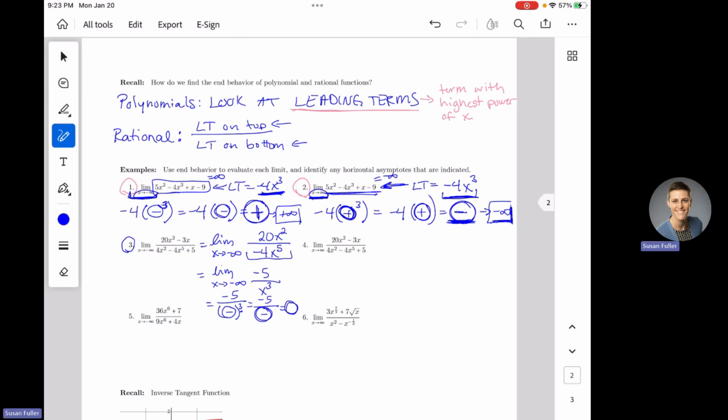The reason for that is if I take a number, like a pizza, and I divide it into more and more and more pieces, the size of the pieces gets smaller and smaller until they're so tiny you can't even see them anymore. It basically whittles away to nothing. So this limit is 0. So you start with the leading term on the top and the leading term on the bottom, and take the limit as x goes to infinity or negative infinity of that. Make sure you do the algebra to reduce it first, because if you don't simplify first, you won't be able to evaluate that limit. So simplify it, then evaluate your limit.